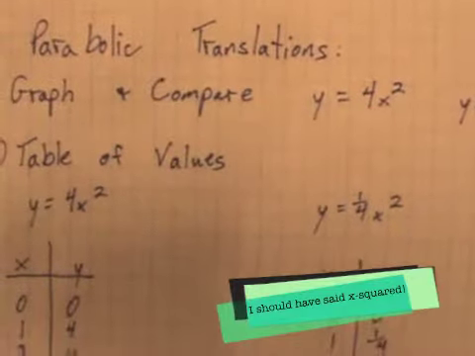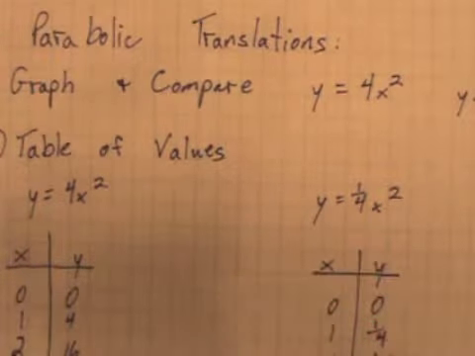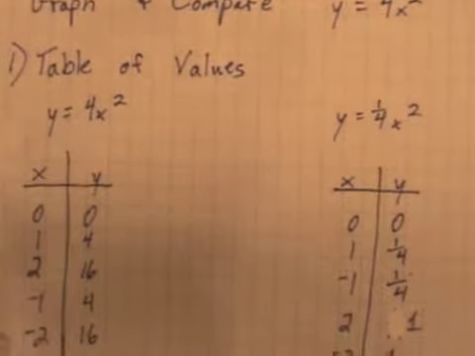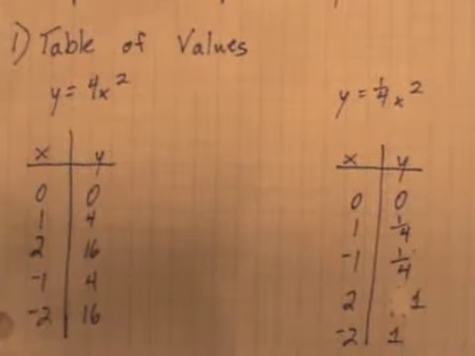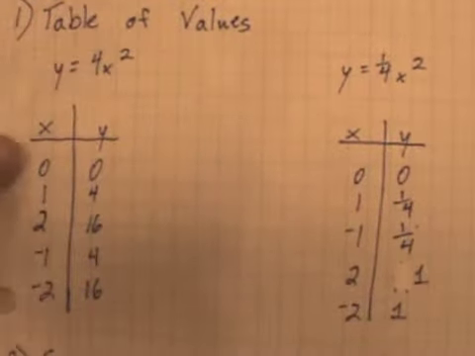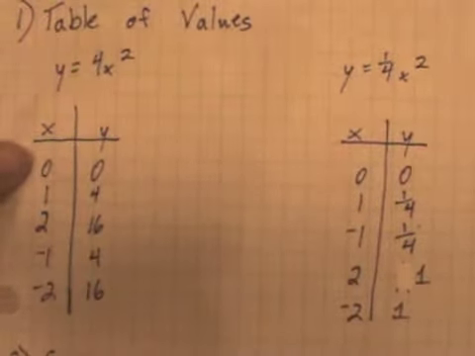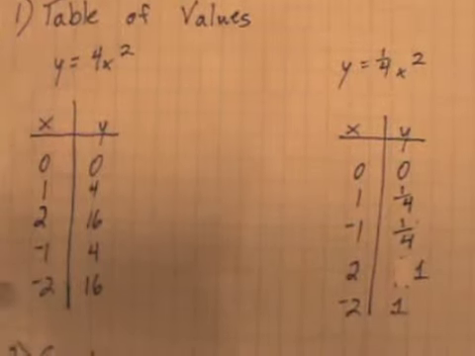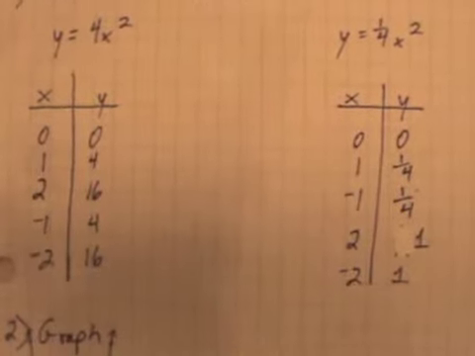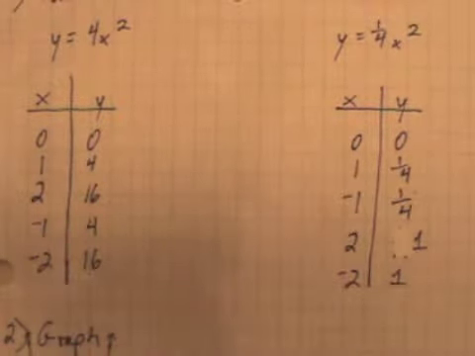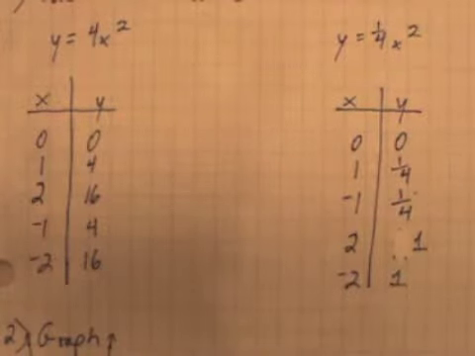Well, step 1 is make a table of values, and I'm going to tell you to use these values so that you end up with both sides of your parabola. For y equals 4x squared, see what I've done? I've put 0 in, 1 and -1, 2 and -2. And I used the same numbers for y equals 1/4 x squared, so it would be really obvious exactly what happens to the parabola.